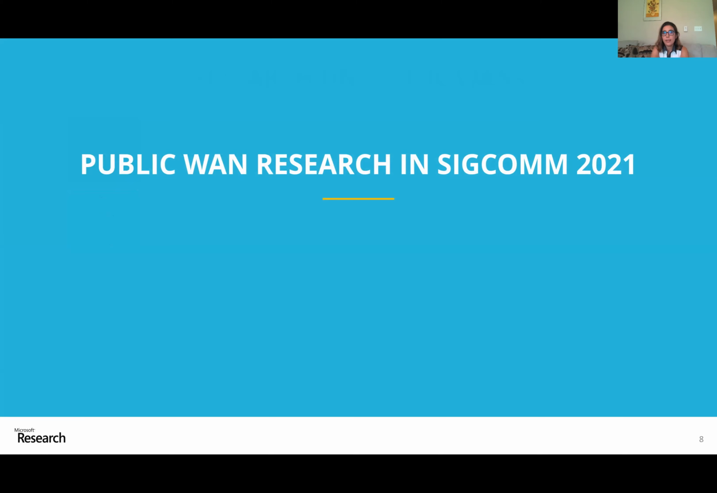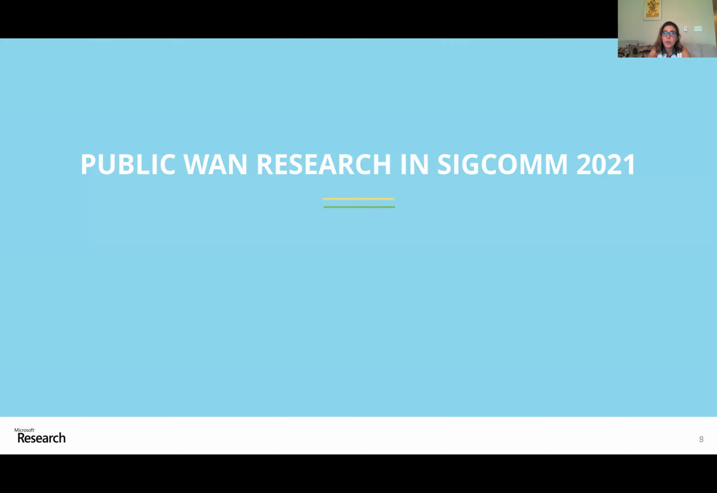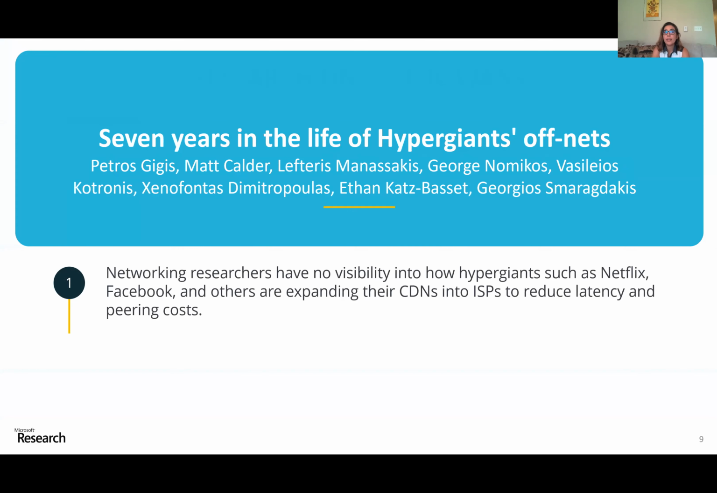So when we look at the research in the public WAN space in SIGCOMM 2021, we have this one paper that looks at how hypergiants have moved off nets. Remember earlier we talked about Netflix's Open Connect? So Netflix is a content provider who's now putting caches inside internet service providers' networks to move closer to the user and to create better performing content delivery networks.